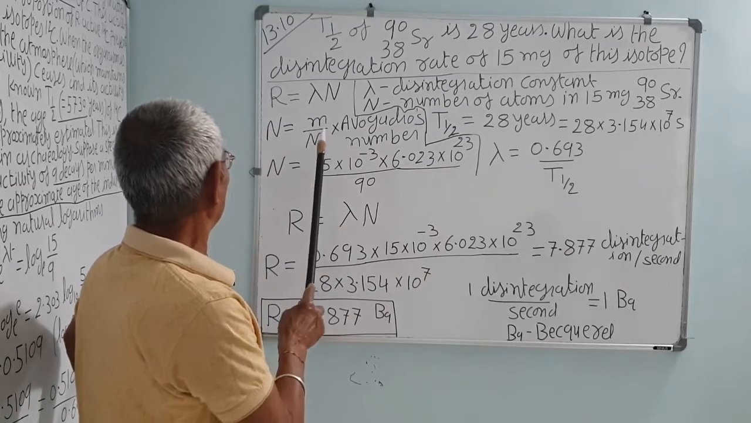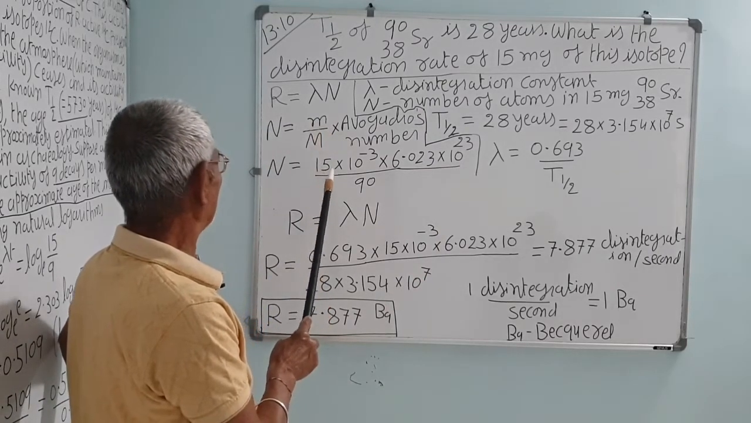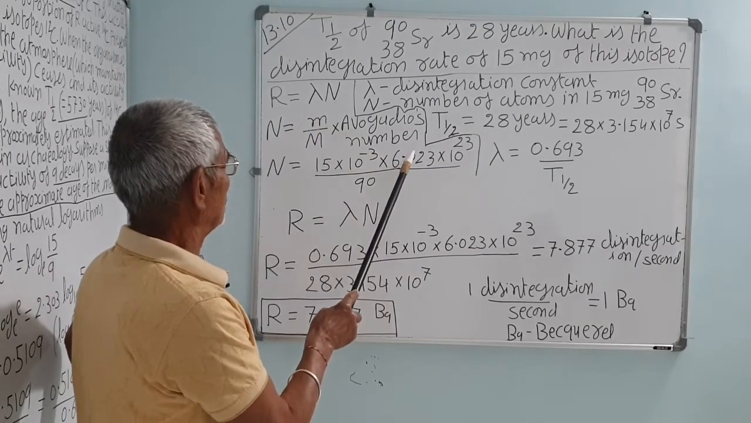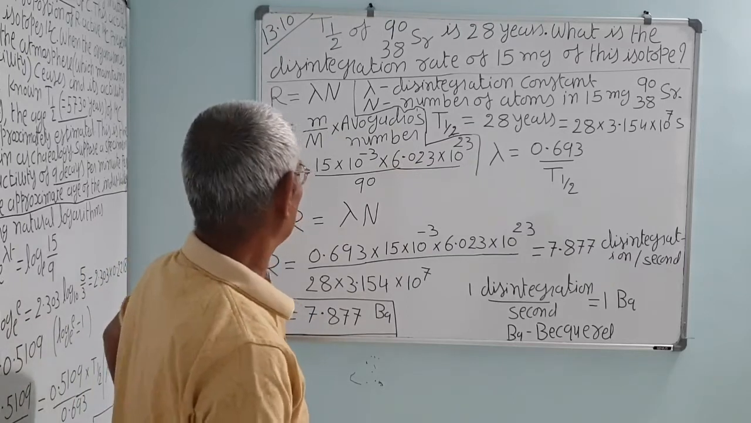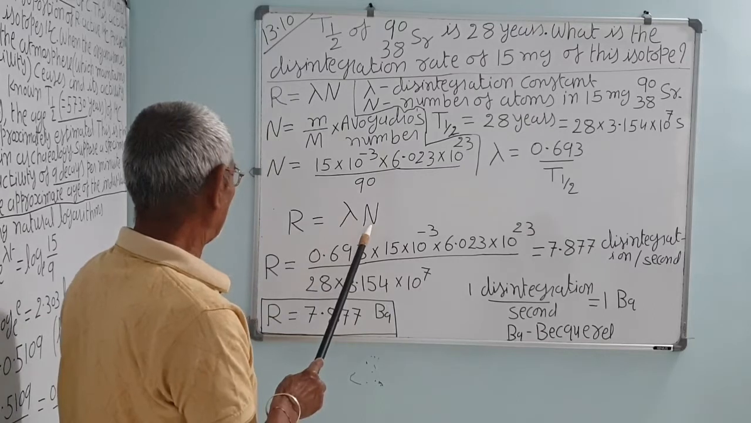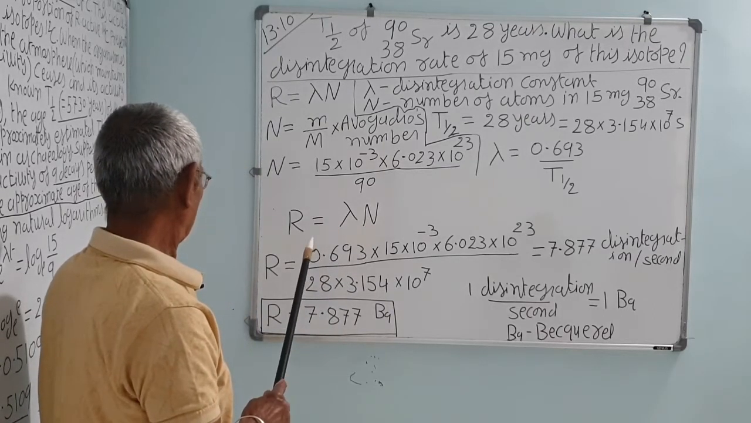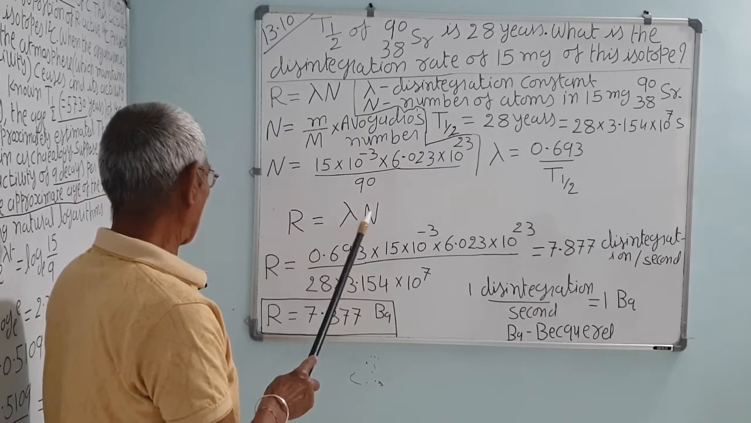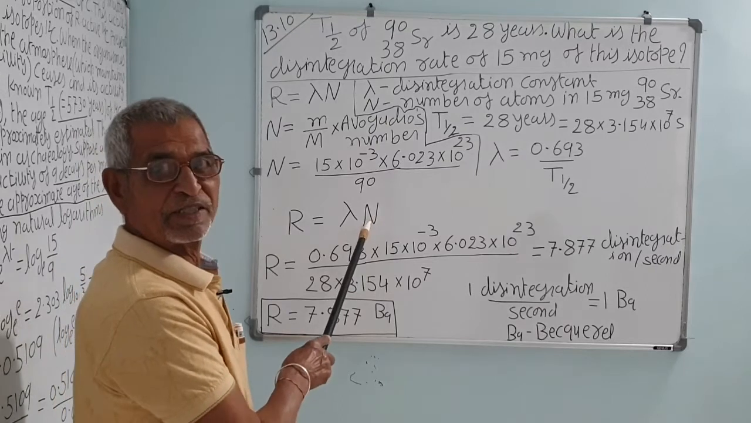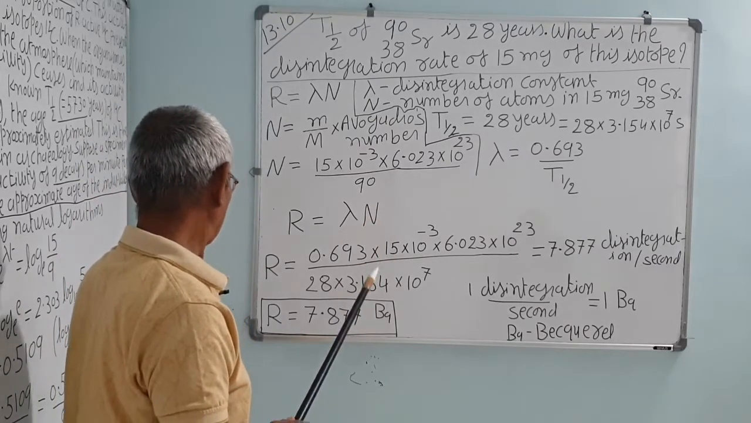So n is equal to the given mass, 15 into 10 to the power minus something, that is 15 mg, upon 90, into Avogadro number 6.023 into 10 raised to power 23. So we know the number of atoms n, correct. Then R is equal to lambda n, and lambda is equal to 0.693 upon half life period, which is given.